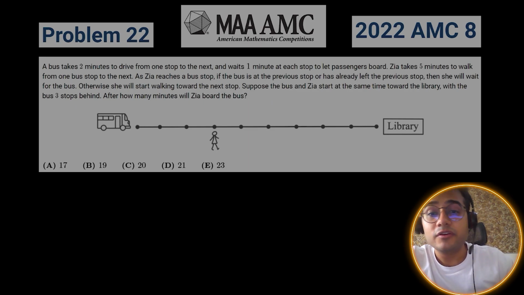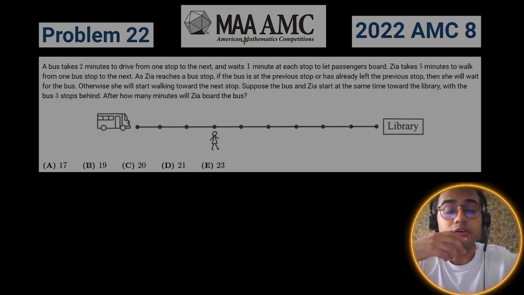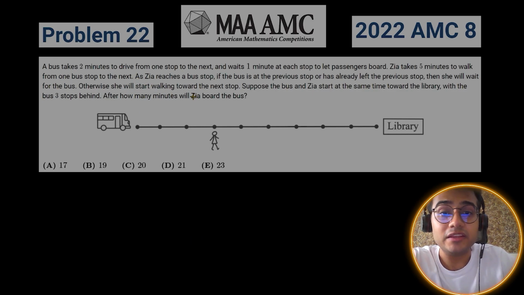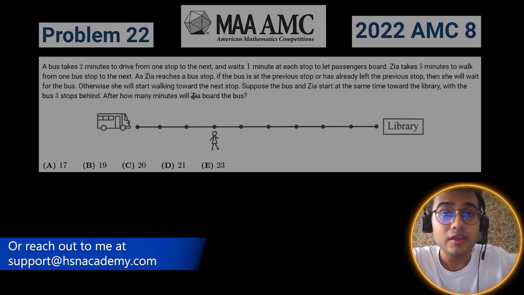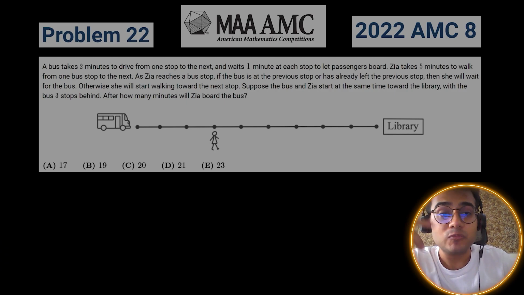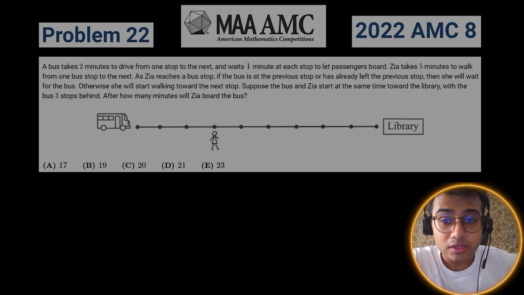So this is a very interesting combinatorics problem. So let's walk through it step by step. So they're saying that there is a bus that takes 2 minutes to drive between the stops and waits at each stop for 1 minute. Okay, and then there is this person Zia who walks for 5 minutes and then keeps walking until the bus is at the previous stop or somewhere in between when she reaches a particular stop.